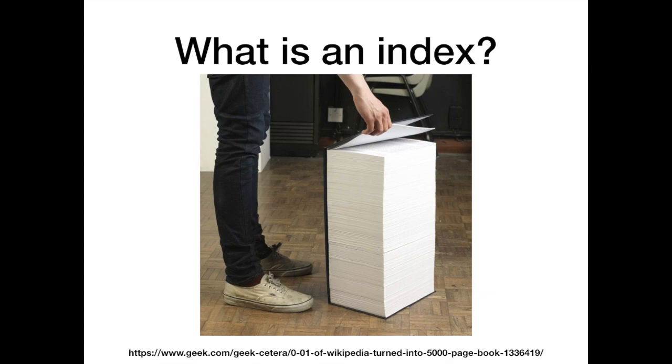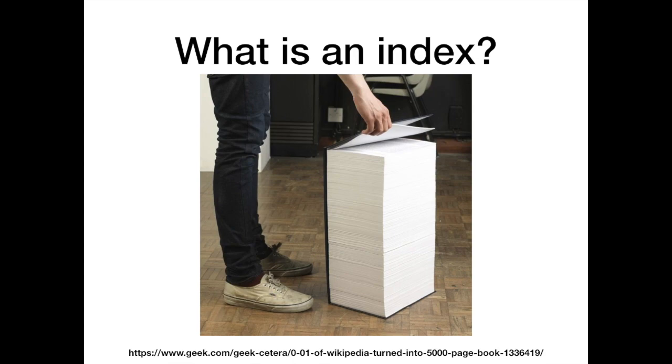So we're going to start with the question, what is an index? If we have a large collection of information, this happens to be actually a book that someone printed of every Wikipedia article that's ever been written. So if we have this giant book of information and it's not in any particular order, it would be impossible to find any given piece of information without looking through the entire collection page by page in order.